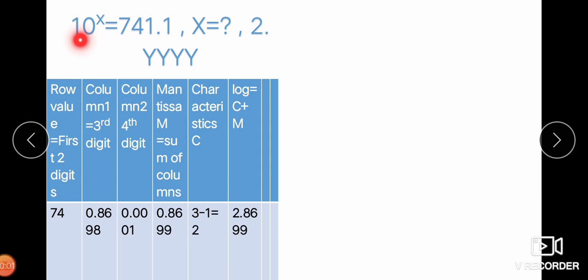Suppose 10 raised to x is equal to 741.1. Can we tell easily what is x? Which power of 10 is this number 741.1? We can't tell exactly very easily, but we can judge this number is less than 1000. As 10 raised to 3 is 1000, this x will be less than 3. It will be 2 point something, 2 point y. Now let us study how to find the logarithm of this number.